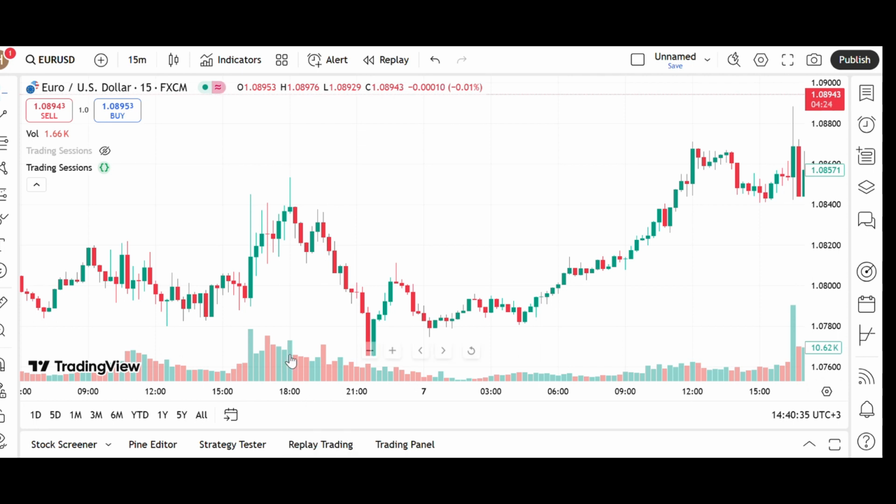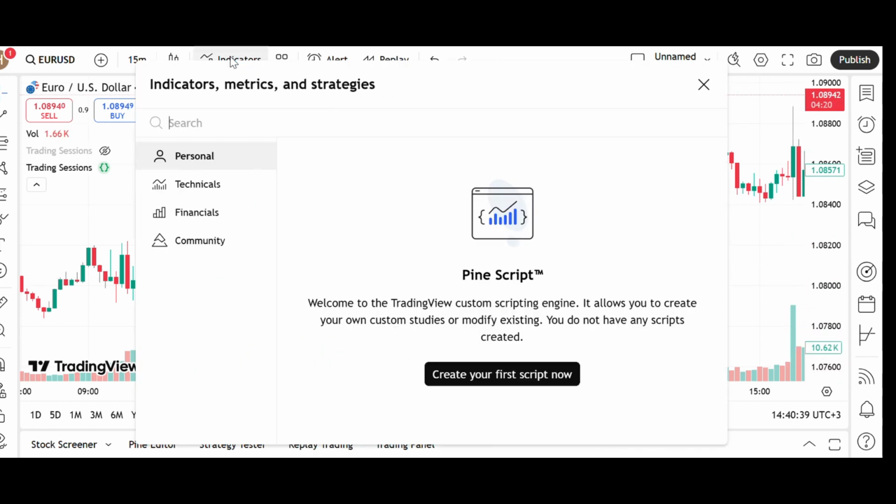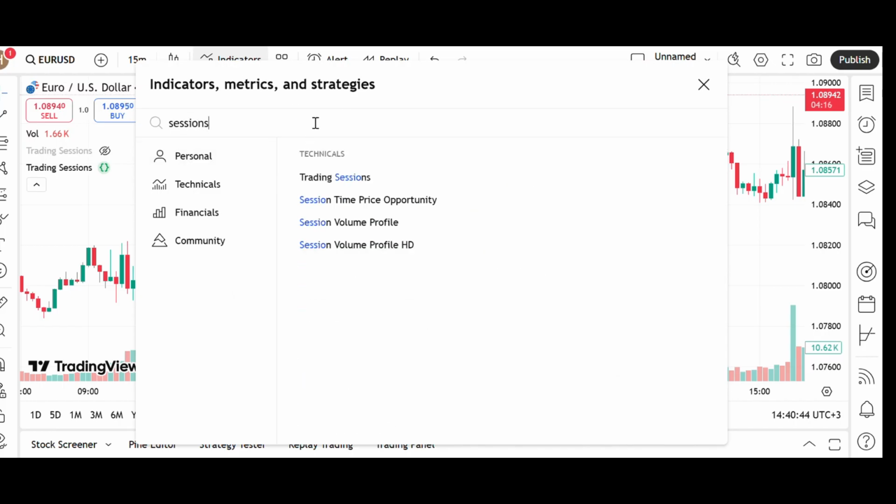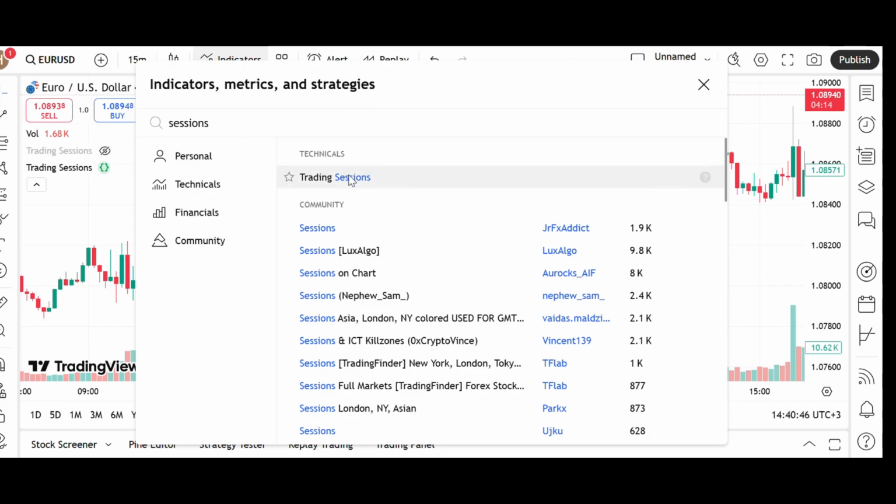You can also add a sessions indicator to your charts. Just search for sessions in the indicator tab and you will see a list of indicators you can use. For this video, we will be using the trading sessions indicator. So now let's break down how these sessions translate into Kenyan time.